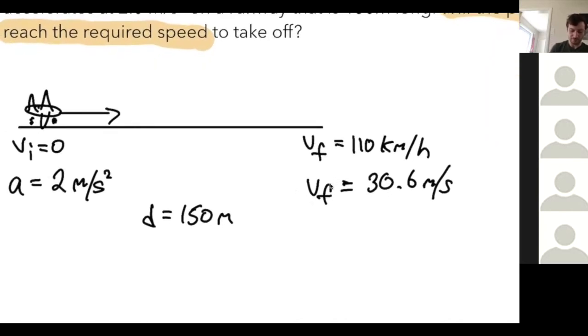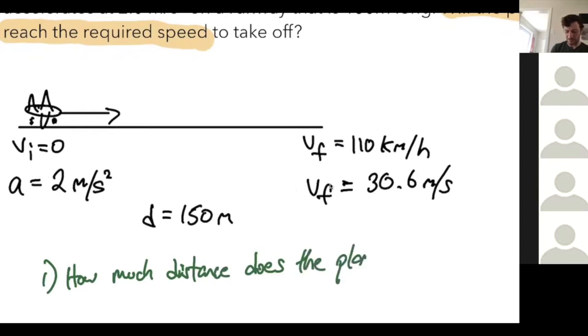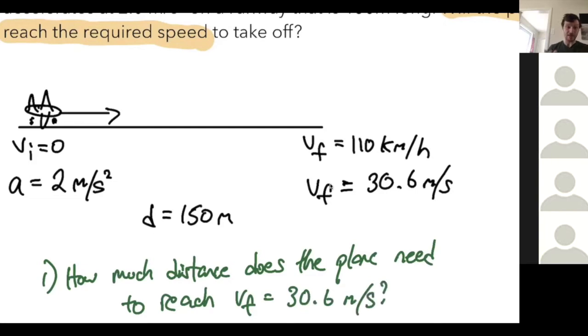The first way is you can ask yourself, how much distance does the plane need to reach a final velocity of 30.6 meters per second? That's the first way of doing it. We ignore the fact that we have 150 meters for now. We say, okay, we're accelerating, we need to reach this speed. How long does it take to do it? Can we do it in under 150 or do we not?